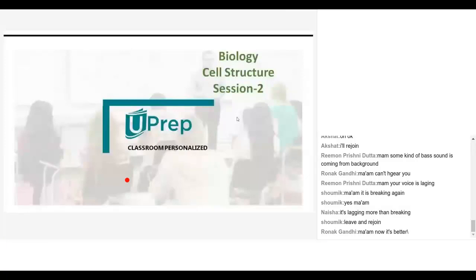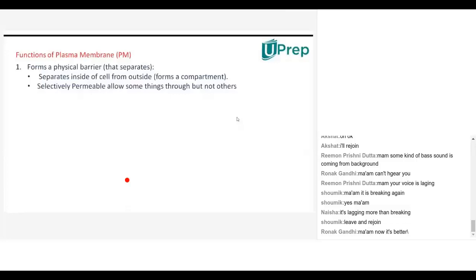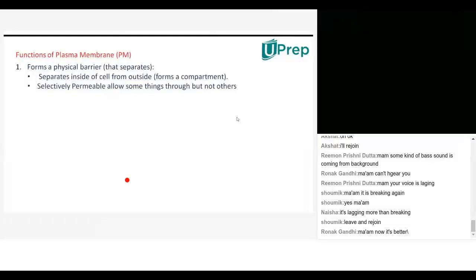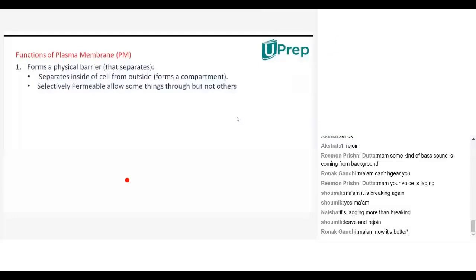The functions of plasma membrane. So this is what the cell wall also will do, isn't it? But there's a difference between cell wall and plasma membrane when they are acting as a physical barrier, when they are separating the outside environment of the cell from the different compartments of the cell.